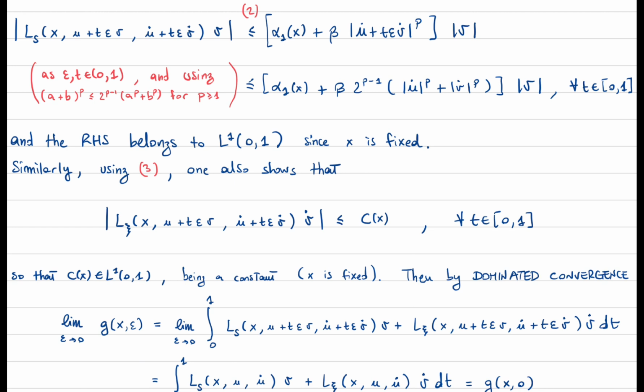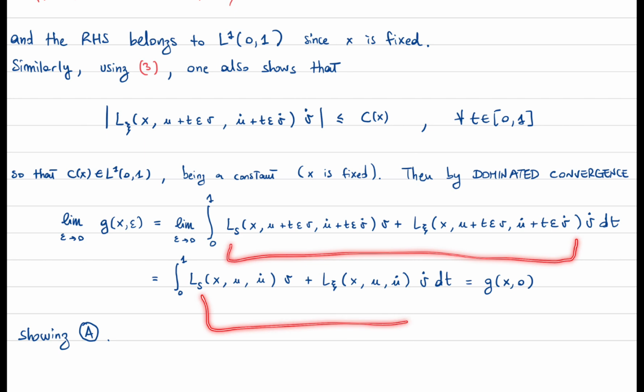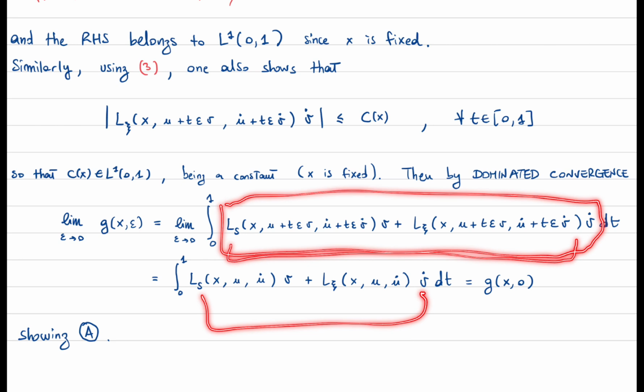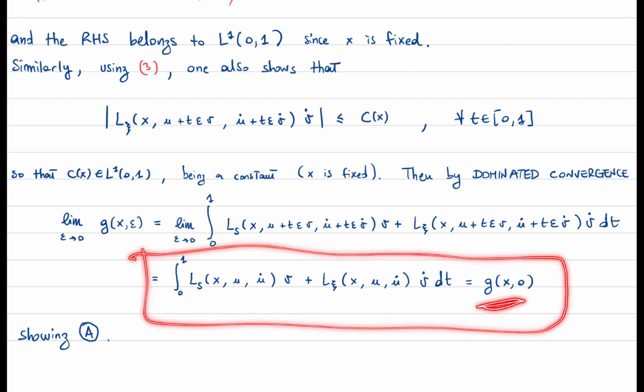Therefore, we can just apply dominated convergence, because we saw that this converges pointwise to this one, and also this is bounded in L1(0,1). By dominated convergence, we can pass epsilon under the sign of integration and obtain that the limit as epsilon goes to 0 of g_x(epsilon) is equal to this one, which is just g_x(0). And this shows A.